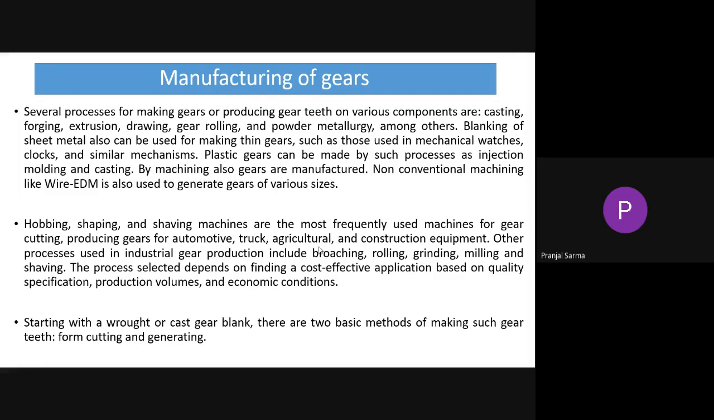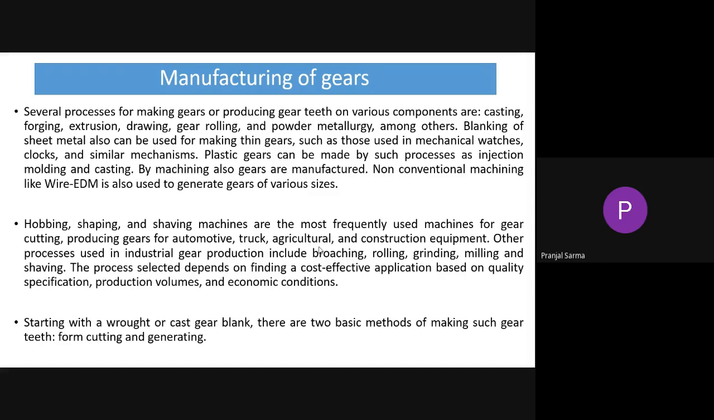So these are some of the variety of methods by which we can manufacture gears. Apart from that, if we are talking of making gears from split metal, then we can go for a blanking operation. Directly in a single shearing operation, we can make very thin gears which can be used in clocks and other simple mechanisms. It's also possible to manufacture gears from other materials like polymers and plastics. For this we can go for molding, like injection molding, casting, etc.